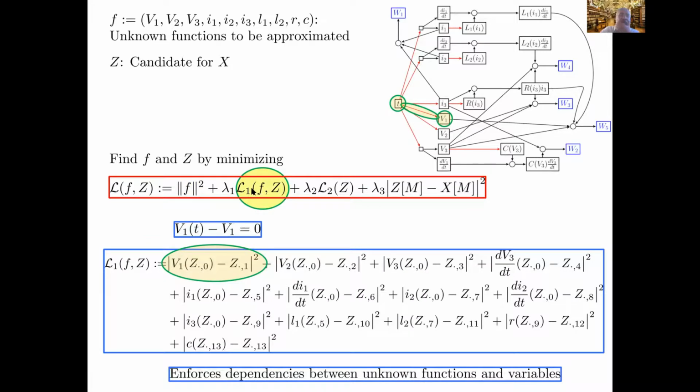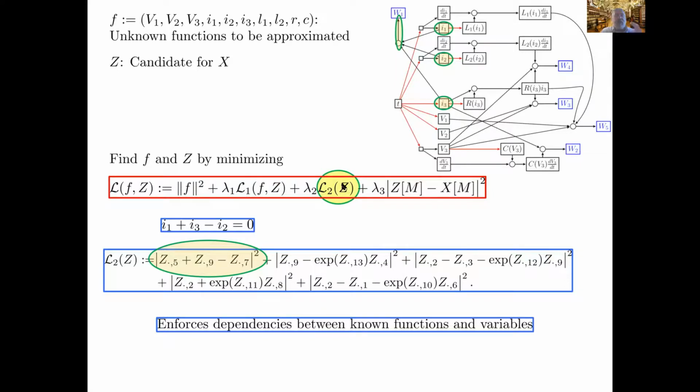The L1 term in the loss enforces dependencies between unknown functions and variables. For instance, the term highlighted in green enforces the constraint that the variable representing the value of v1 is obtained by mapping the variable t via the unknown function v1.